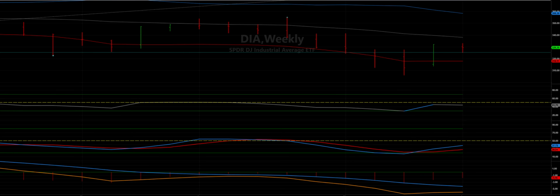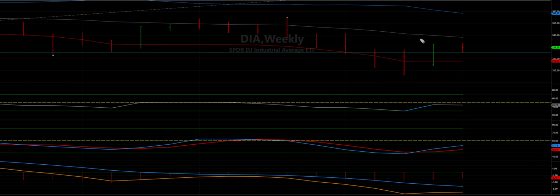Today is 6/5/2022. Tomorrow, which is going to be Monday, 6/6/2022, starting a new week. Let's see what happens. But let's look at the weekly chart of the DIA for right now.